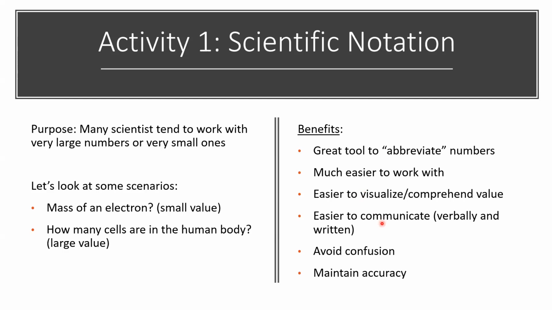It's also easier to communicate, both verbally and written. Imagine trying to communicate in a presentation or even in a manuscript a very large value, like the mass of an electron. Having to write that out over and over again would be very difficult. And honestly, sometimes with extremely large values, you don't even know how to articulate them when there are that many zeros. Like after a million, I don't know how to articulate values larger than that. It's also great to avoid confusion and to maintain accuracy. So these are some benefits of scientific notation.